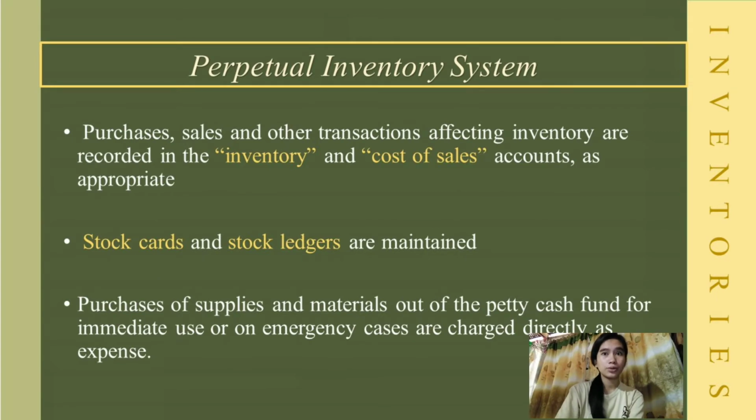It is important to note that government entities shall use the perpetual inventory system. Accordingly, FIFO cost formula and the periodic inventory system are not used by government entities. In the perpetual inventory system, as we know, purchases, sales, and other transactions affecting inventory are recorded in the inventory and cost of sales accounts as appropriate. They maintain stock cards and stock ledgers, and purchases of supplies and materials out of the petty cash fund for immediate use or in emergency cases are charged directly as expense.